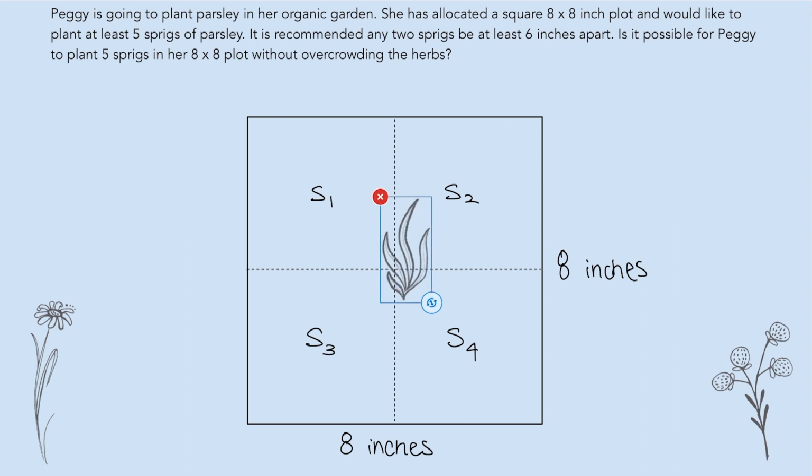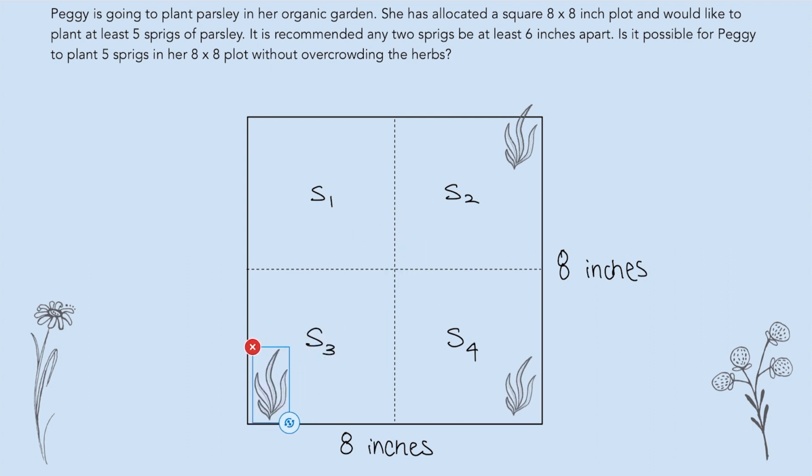Now, I want 5 sprigs of parsley in here. So I'm going to start by distributing them as far apart as possible. So 1 sprig per square. But you can see now by the pigeonhole principle, at least one of these smaller squares that I've made will have to contain 2 sprigs of parsley. So suppose that is S1. So our first square, S1, will contain 2 sprigs of parsley.